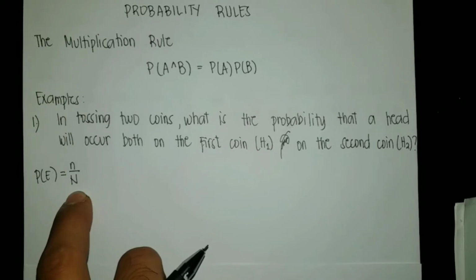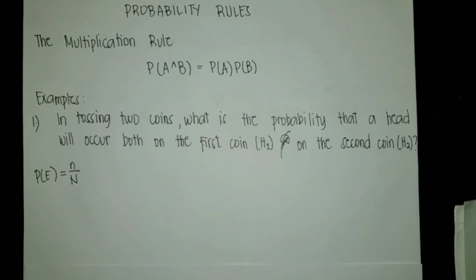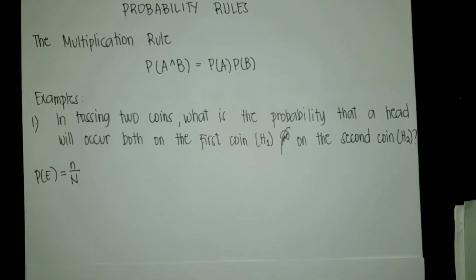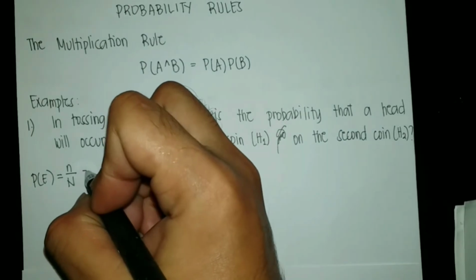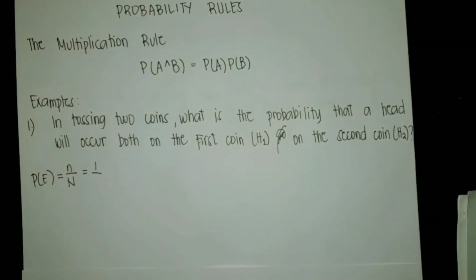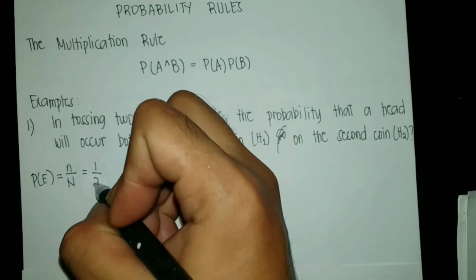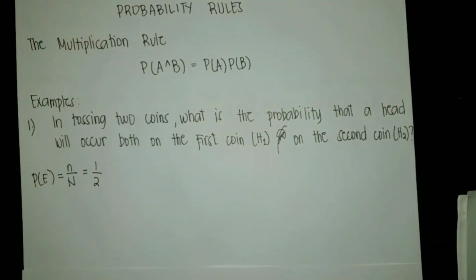the possible outcomes. So on a toss of a coin, what is the probability that we are going to acquire a head? What is the number of favorable outcomes? We only have one head. And the total number of possible outcomes is 2. Therefore, the probability of obtaining a head is 1/2.